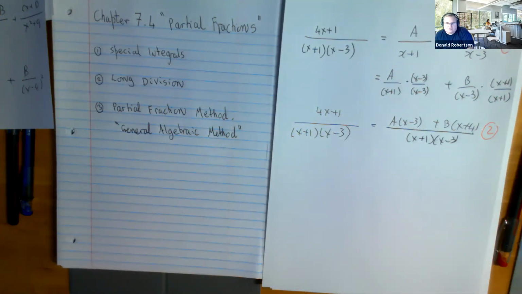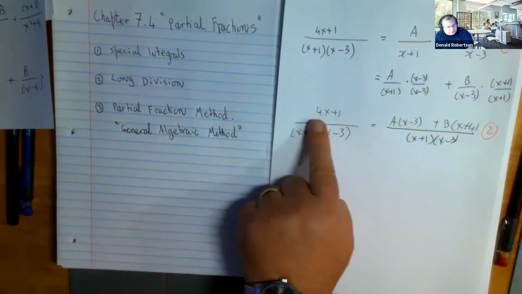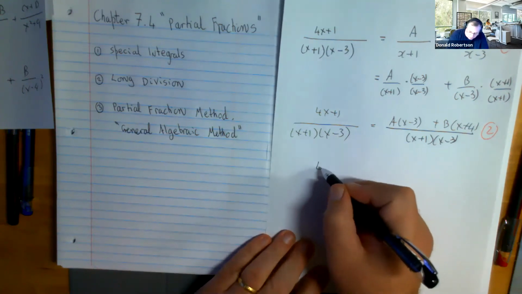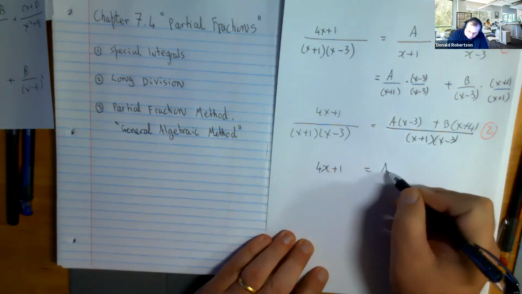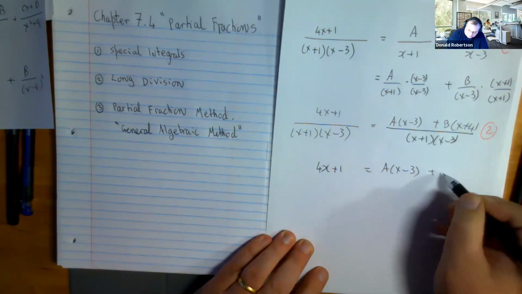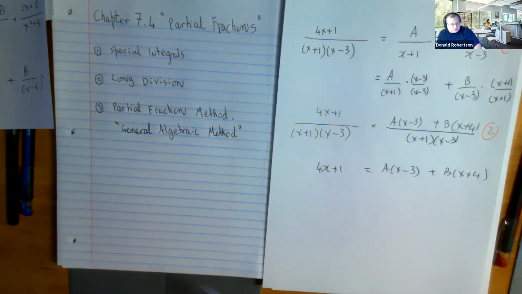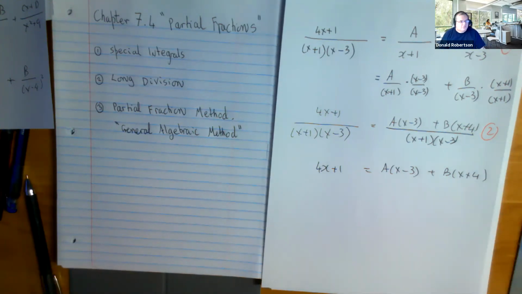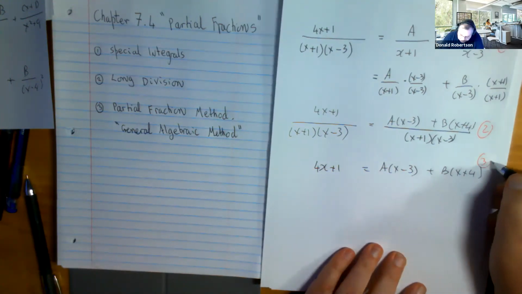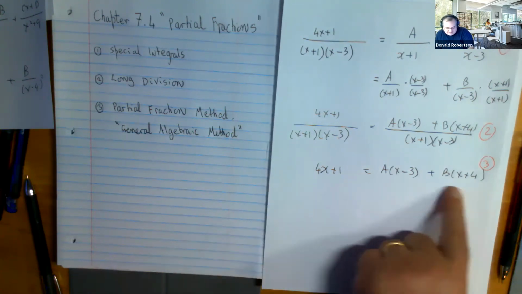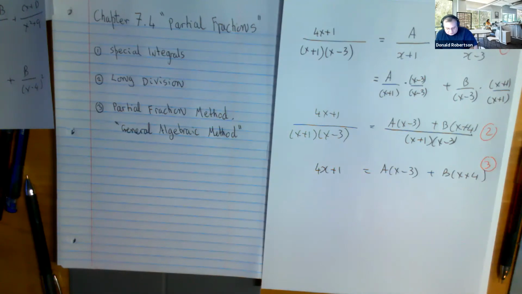And then we use a piece of logic. If two fractions are equal to each other and their denominators are the same, then you are allowed to make the assumption that the tops are equal to each other, which I'm now going to call step 3. So far, so good. Now, this is pretty much the bread and butter of this process.